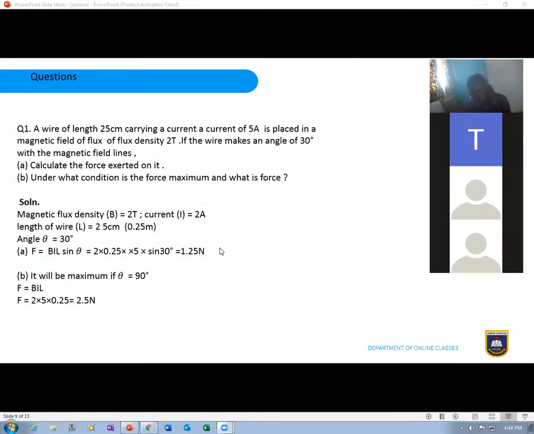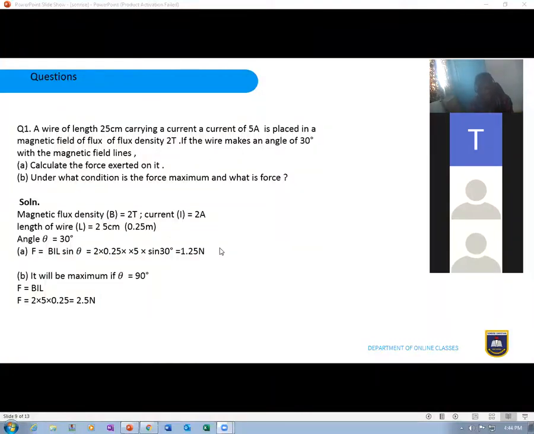Now, the magnetic flux density in our data, B, is what? Equal to 2 Tesla. If you read the question very well, I said anytime you see Tesla, it means it's what? Your magnetic flux density. So B is 2 Tesla. Now, the current I over there is what? 2 amperes.